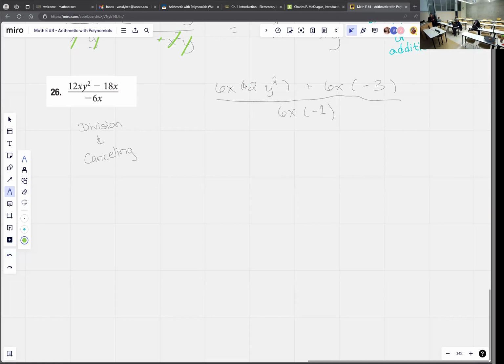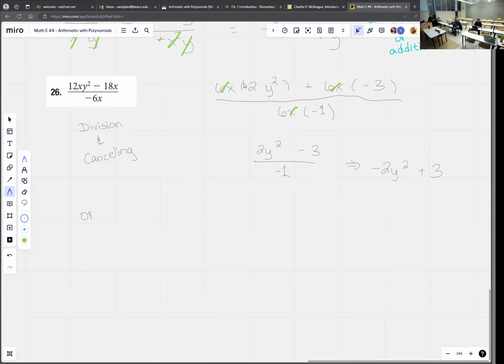Okay, now the six x's all go away. And what I have left is 2y squared, -3 over a -1. That's going to be -2y squared plus 3, because dividing by -1, just like multiplying by -1, makes a positive or negative switch.